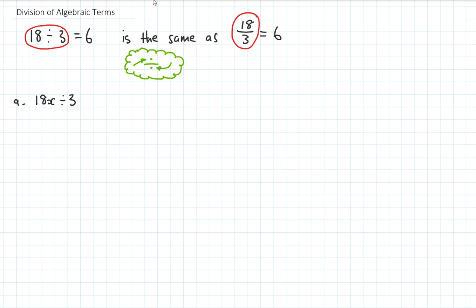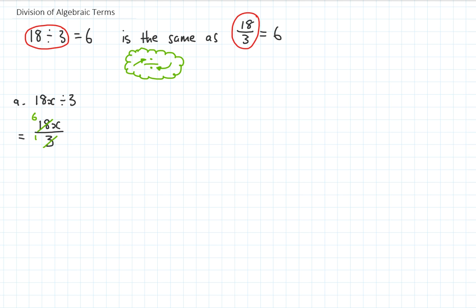What we do here is, I like to change these straight away into a fraction, because we can do something called cancelling out, and it's a lot easier to do once you understand what's going on. So I'm going to rewrite 18x divided by 3 as 18x over 3. Now I'm going to look for common factors. Can I divide 18 by 3? How many times does 3 go into 18? 3 goes into 18 6 times, and 3 goes into itself 1 time.